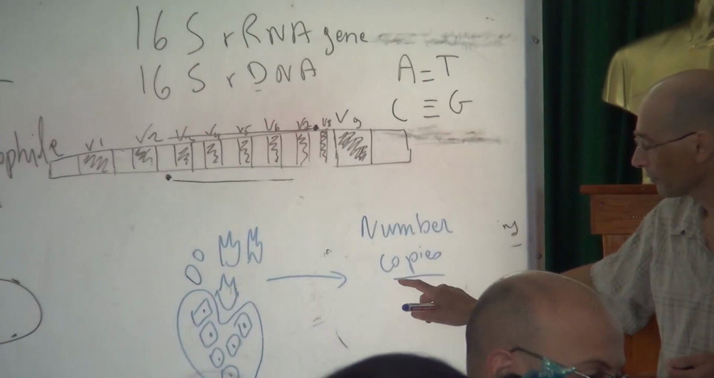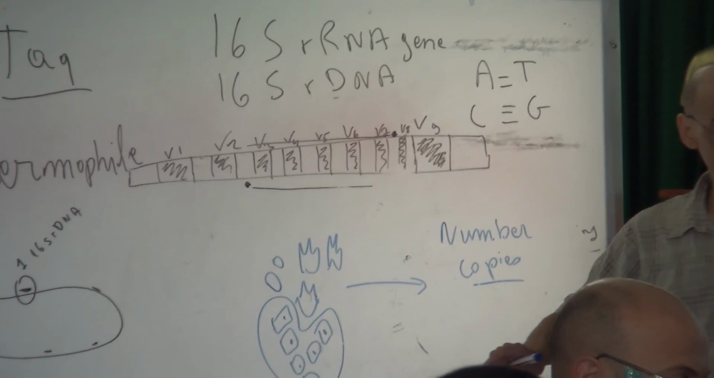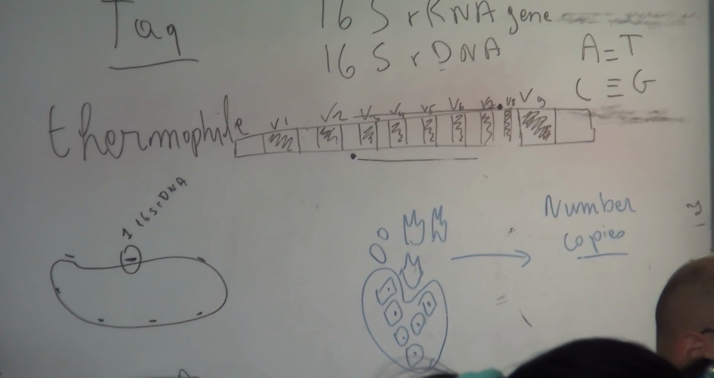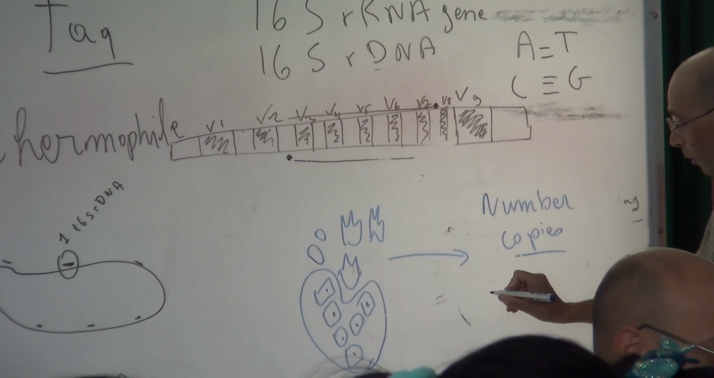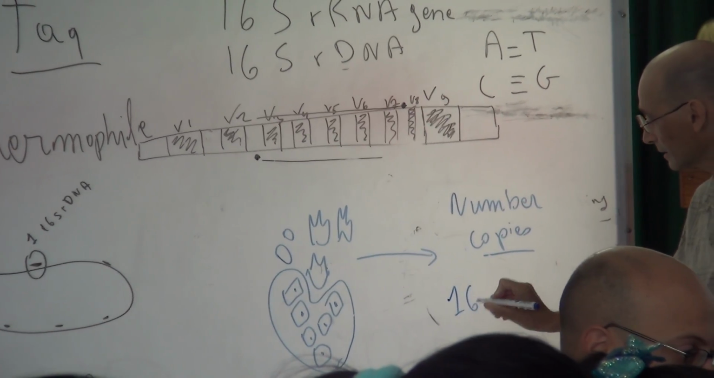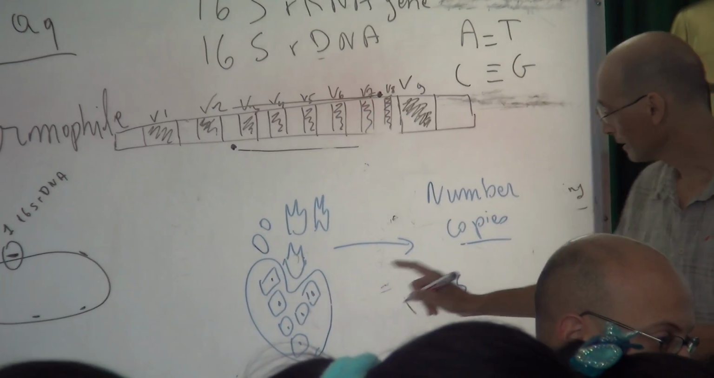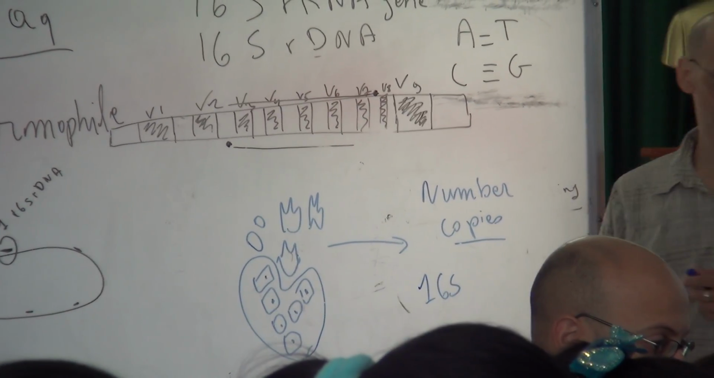Now, if the number of templates is 1 per cell, right? So if, for instance, 16S, you have 1 16S gene per cell, then the number of copies is the number of cells.